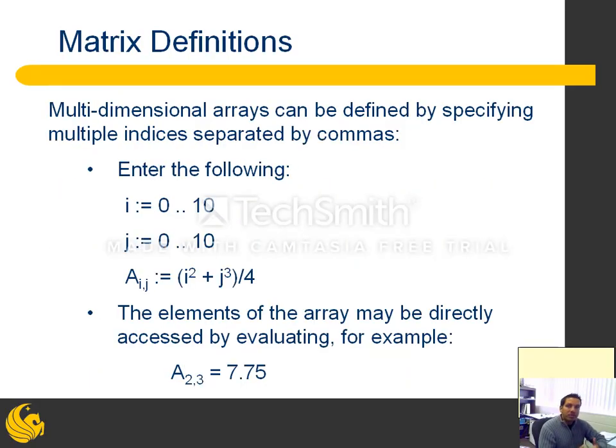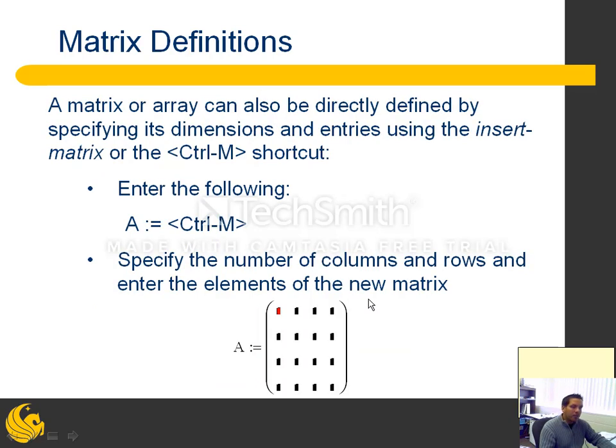We could also define matrices, which is simply a two-dimensional array, or it can even be a higher dimensional array, by defining two indices. In this case, let's say that we want to create a matrix A that has 121 positions, 11 columns and 11 rows. We define a range variable I from 0 to 10 that will point to the rows, and J from 0 to 10 that will point to the columns. And then let's define A and use the left bracket to index I and J separated by commas, and let's define a function, I squared plus J cubed divided by 4. Let's see what happens.